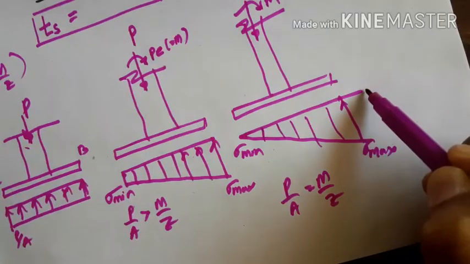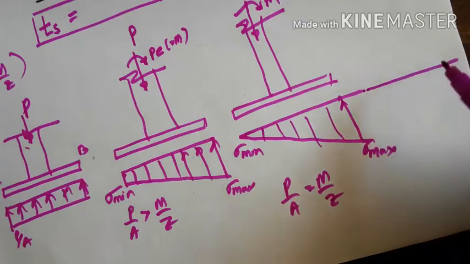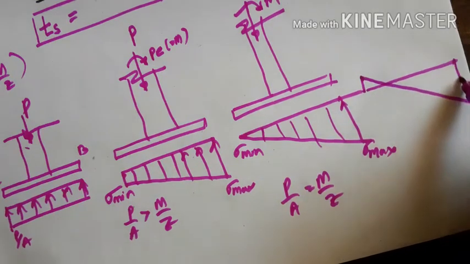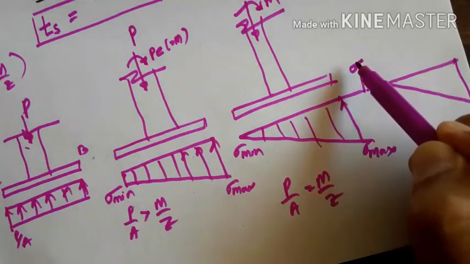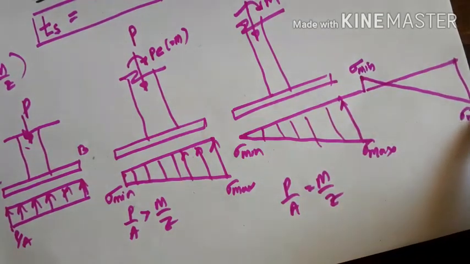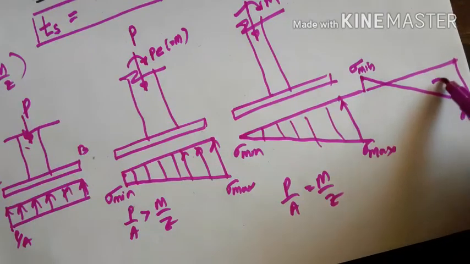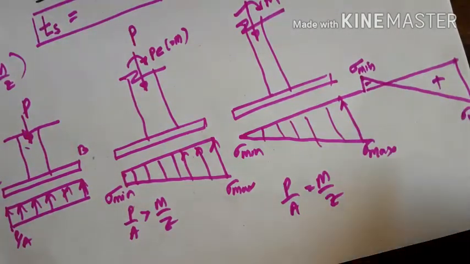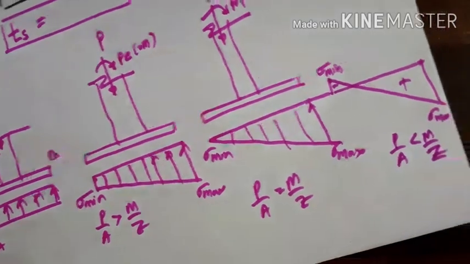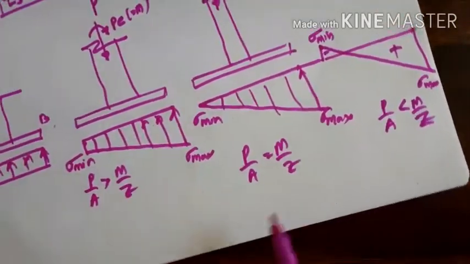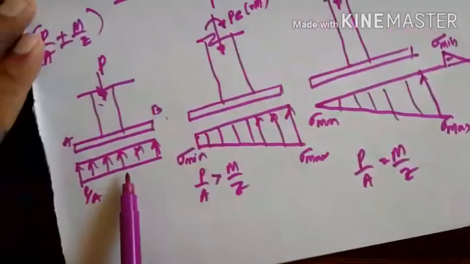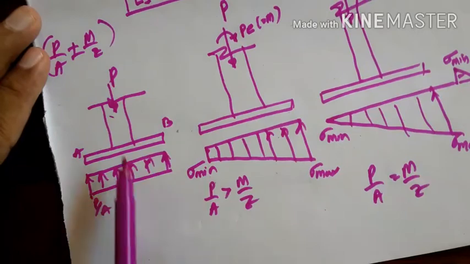One more pattern you get like this. Then this becomes sigma minimum and sigma maximum, so that is plus minus. You get this when P by A is less than M by Z. See, these are the conditions of the pressure diagram underneath the column. The first type you get only for direct load, direct stress.